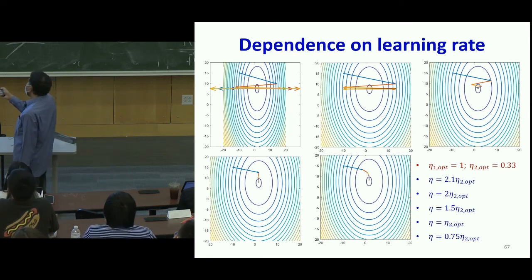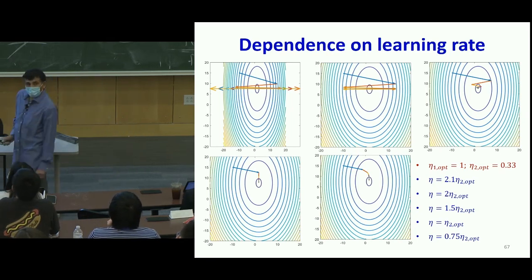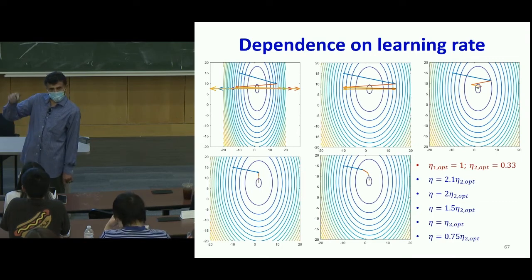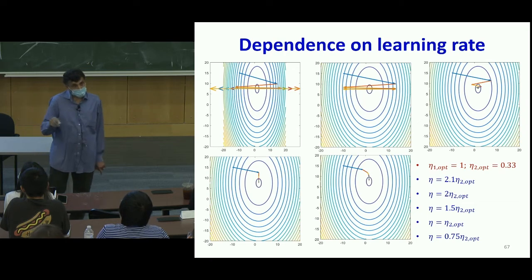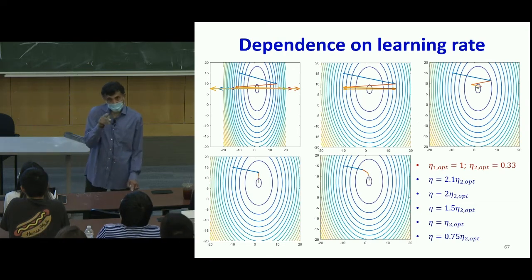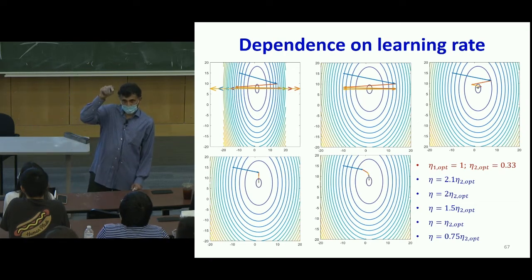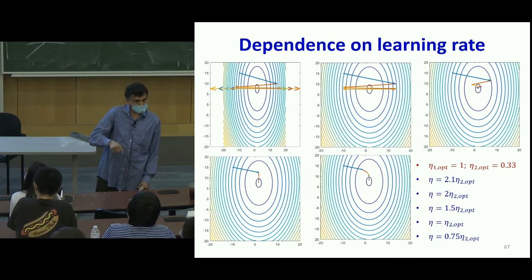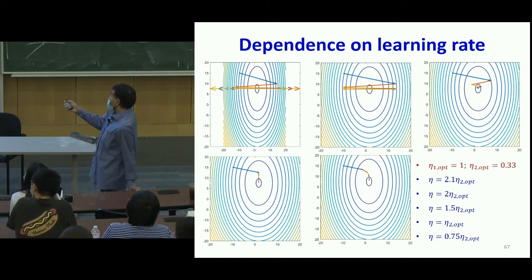Here, it's 1.5 times 0.33, right? So it's less than 0.66, which means it will come to the optimum in the horizontal direction, but by going back and forth, right? In the vertical direction, it's going to come slowly down to the optimum, right? And so you're going to get this behavior.